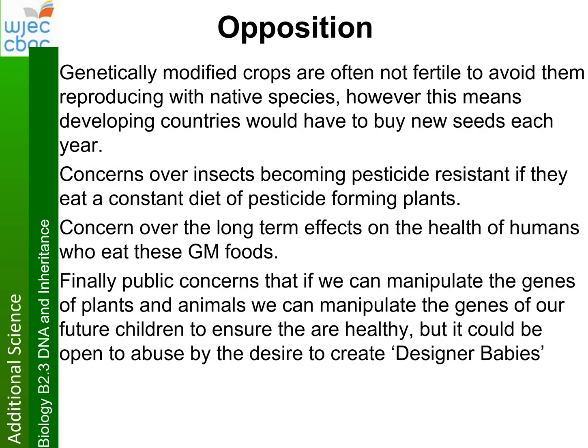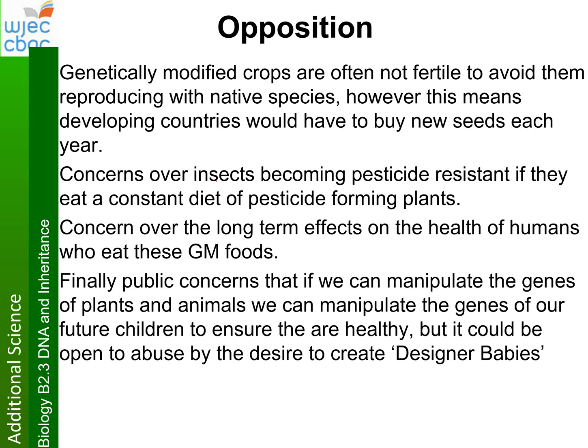Genetically modified crops, though, are often not fertile, and this means that they are less likely to reproduce with the native species. This in itself, by making them not fertile, which is an advantage, a good thing, causes a disadvantage, because if there are developing countries that want to buy some of this wheat that's got this genetically modified insecticide gene in it, they would have to buy new seeds each year. They can't just use the seeds from the crop because they're infertile.